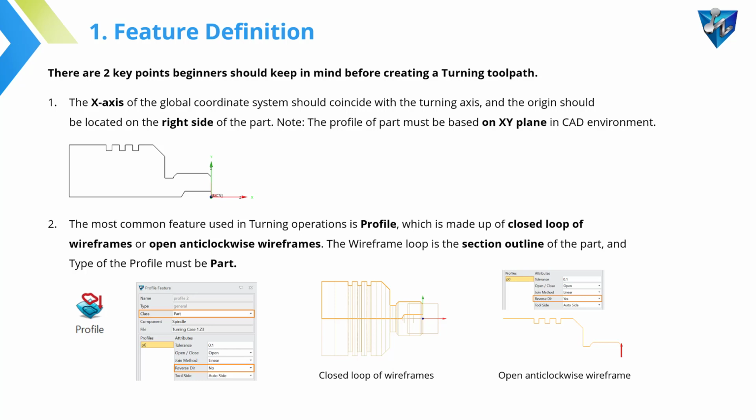Second, when working with turning operations, the most common feature is the profile. It's composed of a closed loop of wireframes or an open counterclockwise wireframe. This wireframe loop represents the outline of the part, and when you're creating the feature in the CAM environment, make sure the profiles type is set to part. These key points will set the foundation for successful turning processing in ZW3D.